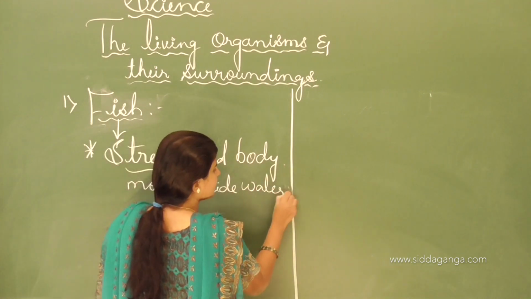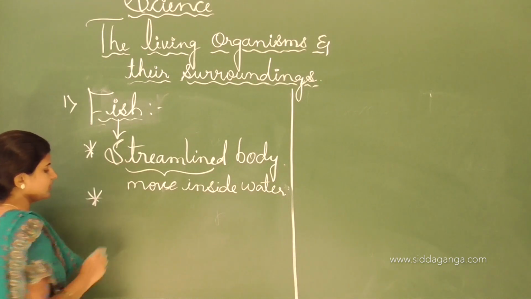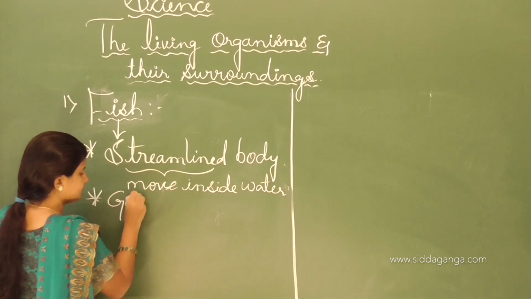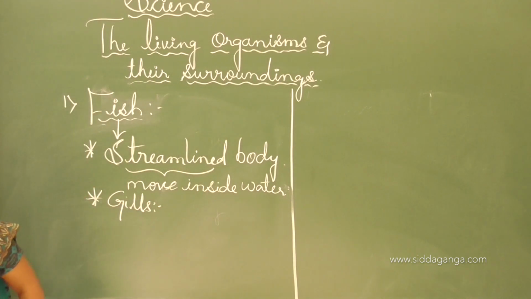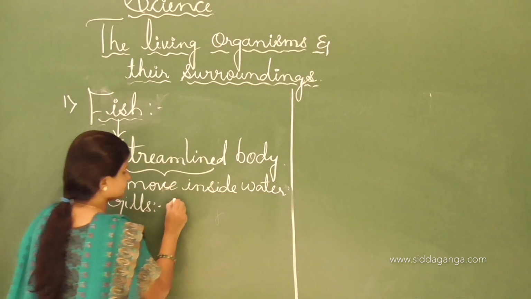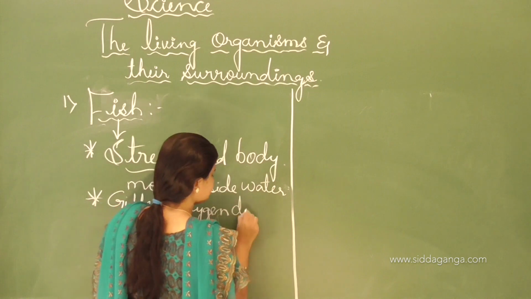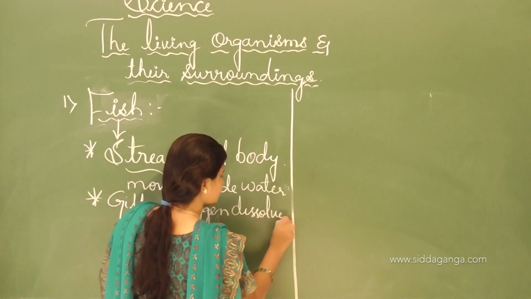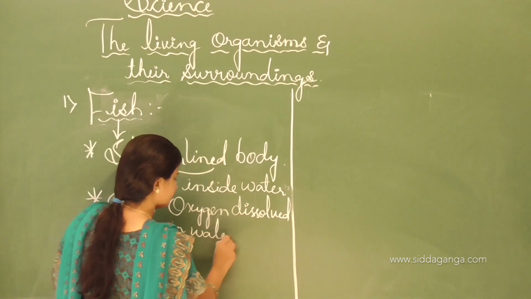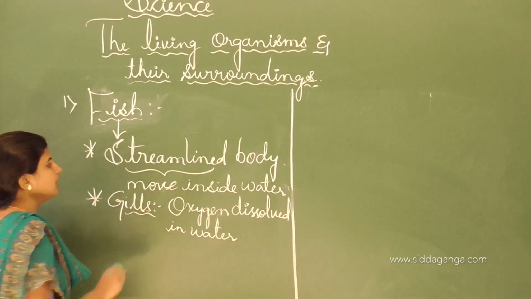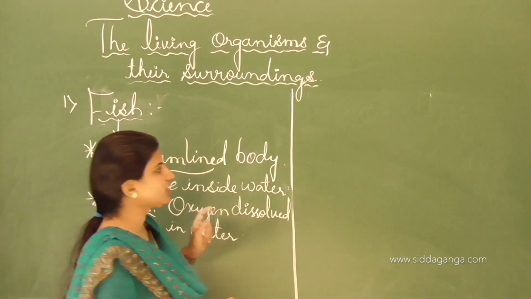And fishes have gills. See, fishes have gills, which are helpful to use oxygen dissolved in water. See, fishes have a streamlined body, streamlined nothing but the boat shaped body.